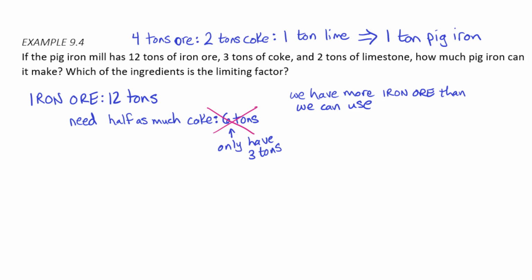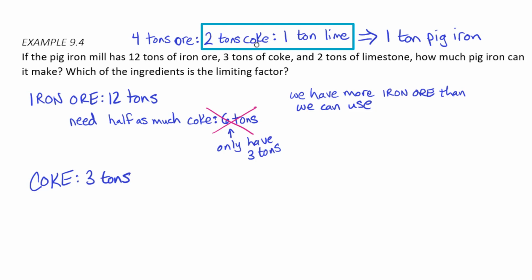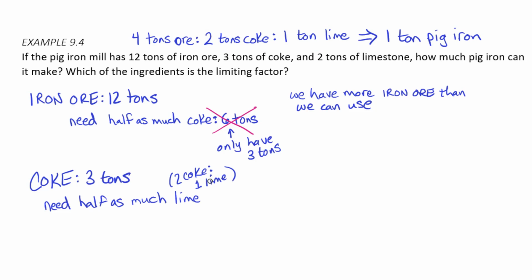Now let's take a look at the amount of coke we have. So the amount of coke we have is 3 tons. In order to use all of the coke, it would take double the amount of iron ore, which would be 3 times 2 is 6. We have 12 tons, so we have more than enough iron ore. We already figured that out. But looking at the coke to lime ratio, it's a 2-to-1 ratio of coke to lime. So we need half as much lime to process the coke because it's a 2-to-1 coke to lime ratio. So half of 3 is 1.5.